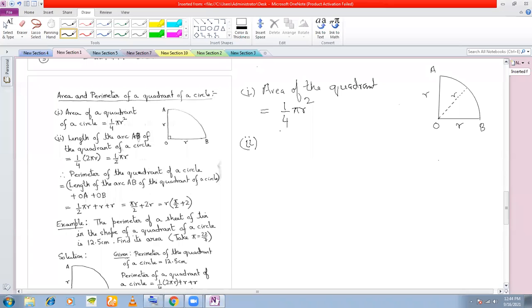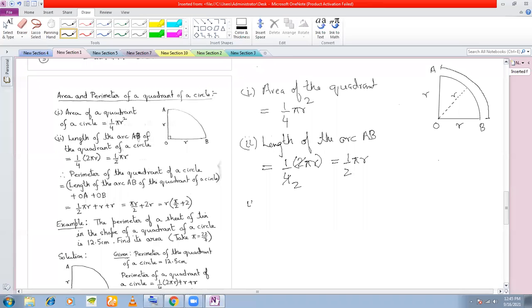And the next result is, if I want to find out the length of this arc here, you see this length, this curved part, which is called arc AB, length of the arc AB is equal to, now the circumference of a circle is 2 pi r, and because a quadrant is 1/4 of a circle, therefore this length AB will also be 1/4 of the total circumference, which is equal to half of pi r, or pi r by 2.